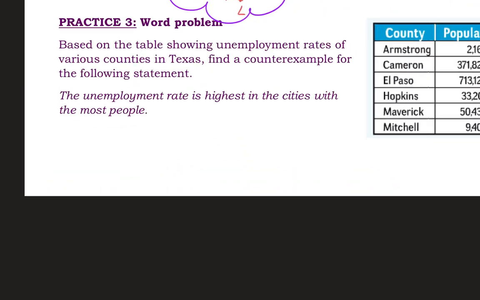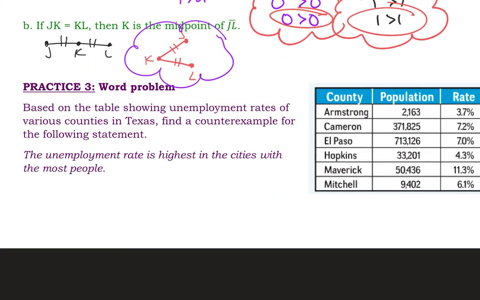All right, last one. We're talking about the word problem. Yeah, we'll have a word problem on the homework. Yours is more of a pattern. This was a counterexample. Here we have that the unemployment rate is the highest in the cities with the most people. Can you find me a county that would be a good counterexample that would prove this to be false?